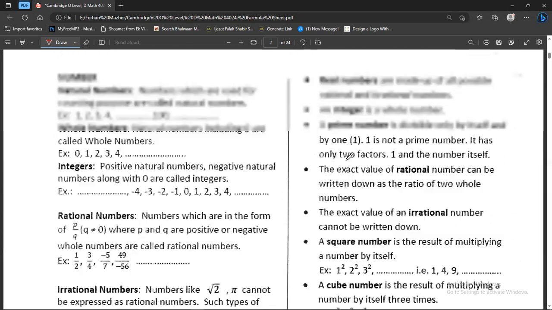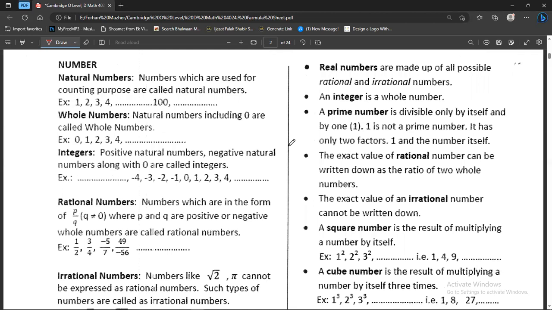Okay, so then we have real numbers. Real numbers are made up of all possible rational and irrational numbers. Real numbers have both rational and irrational numbers. An integer is a whole number. For example, 1, 2, 4, 5, 10, 100, 1000.